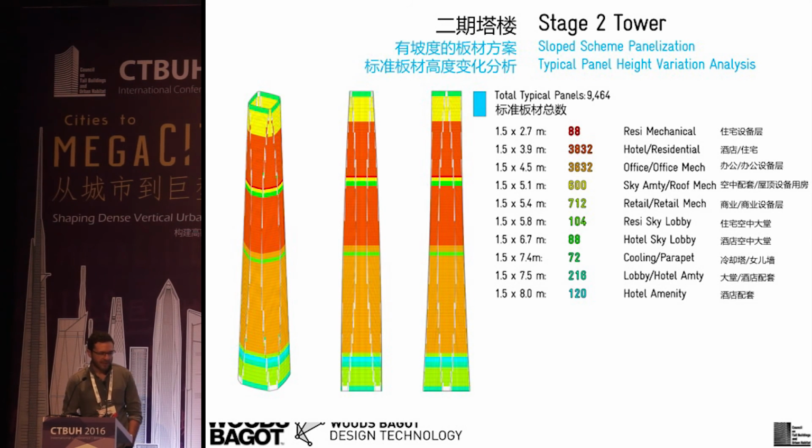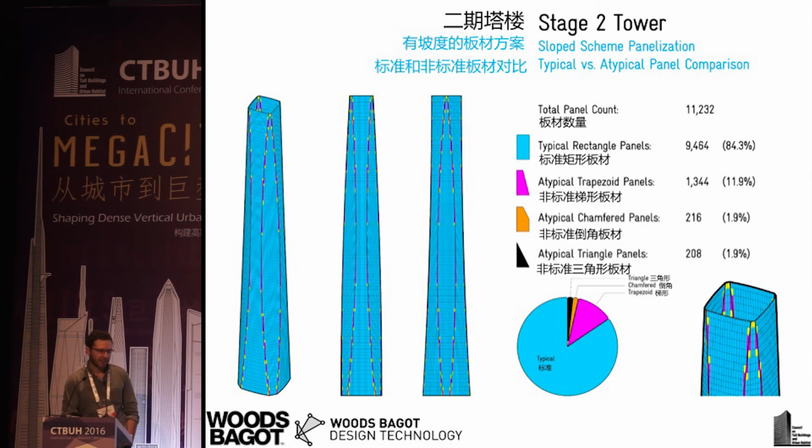Obviously, the program stack then has impact on floor to floor. So you're trying to be efficient about that and not change your levels too much or have too much variation per programmed section of the tower. And then ultimately, you get one of these, I do these diagrams all day long, which is your typical panel dimensions versus your atypical conditions, and you're trying to maximize the percentage of typical panels to reduce that cost.